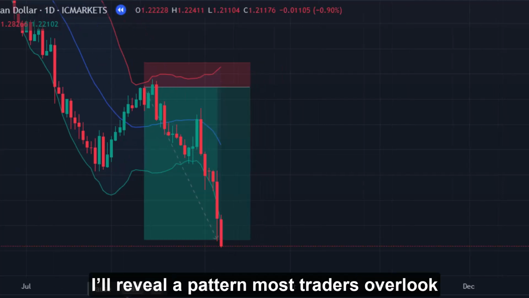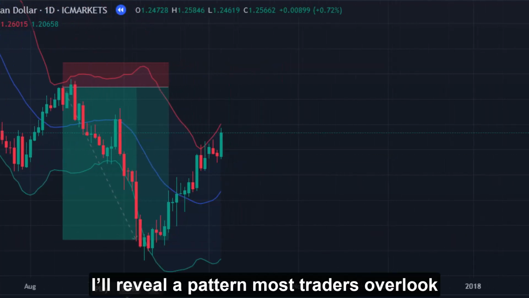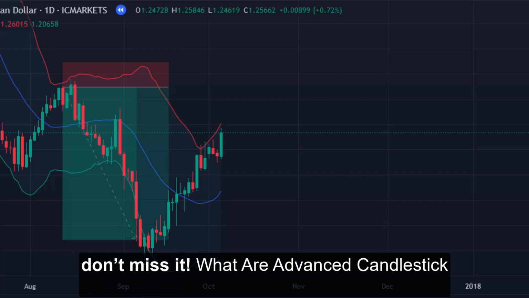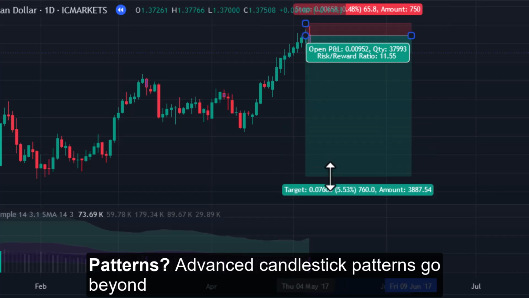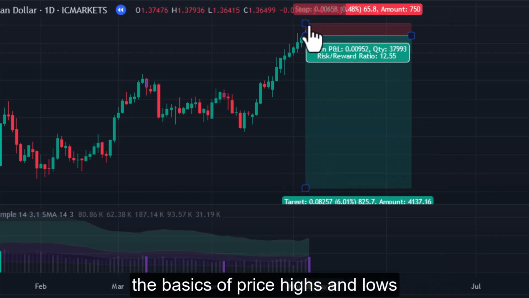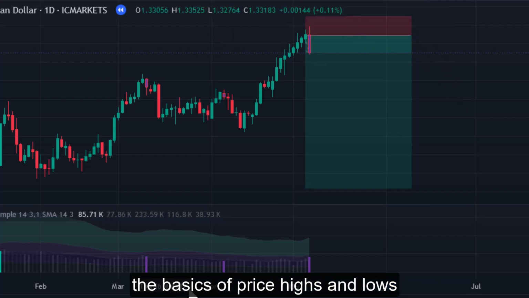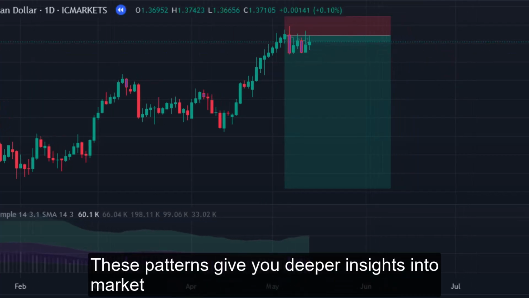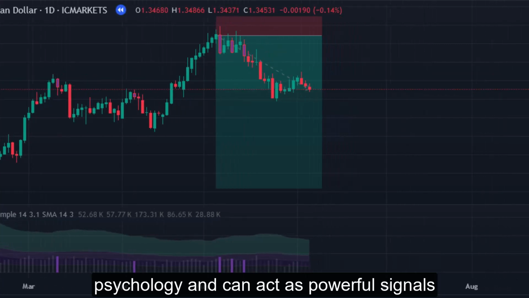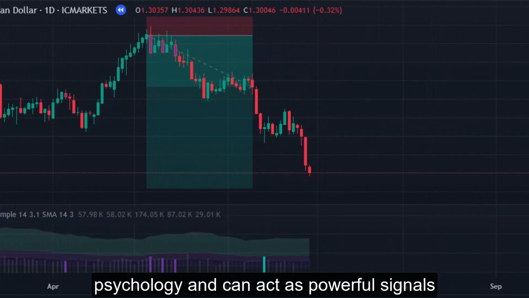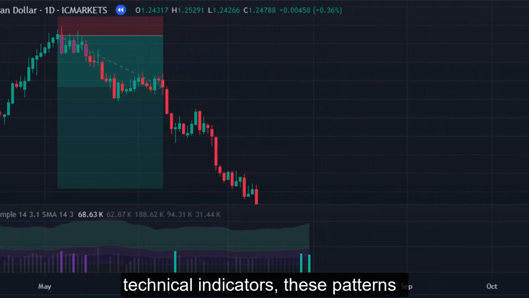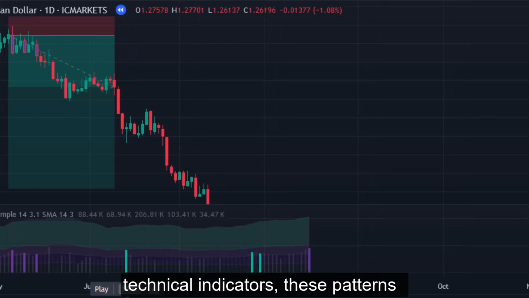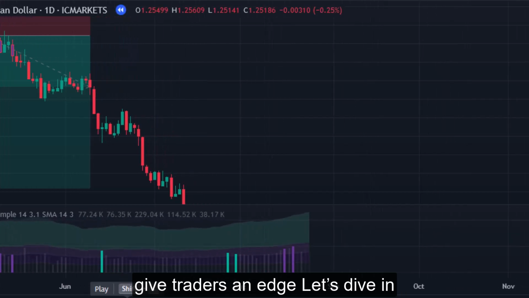Next, I will reveal a pattern most traders overlook. Don't miss it. What are advanced candlestick patterns? Advanced candlestick patterns go beyond the basics of price highs and lows. These patterns give you deeper insight into market psychology and can act as powerful signals for upcoming price action. When paired with technical indicators, these patterns give traders an edge. Let's dive in.